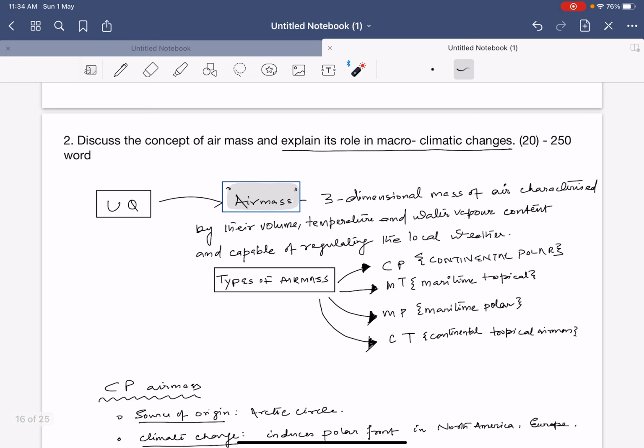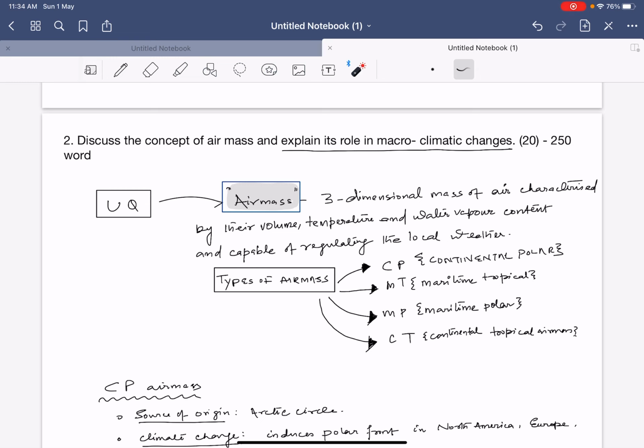Discuss the concept of air mass and explain its role in the macroclimatic changes. Now let's first understand the question. See, first, what is air mass? I have given a simple definition. Air mass is nothing but a three-dimensional mass of air characterized by their volume, temperature, and water content, right?